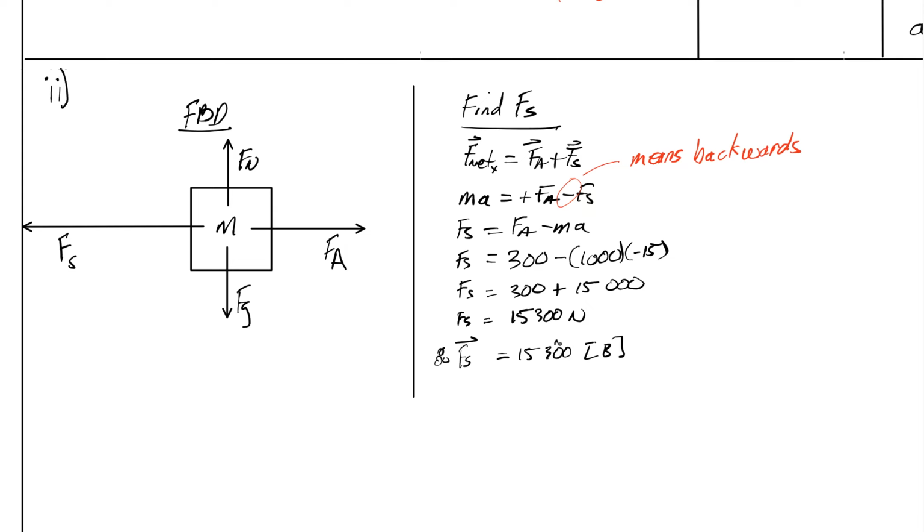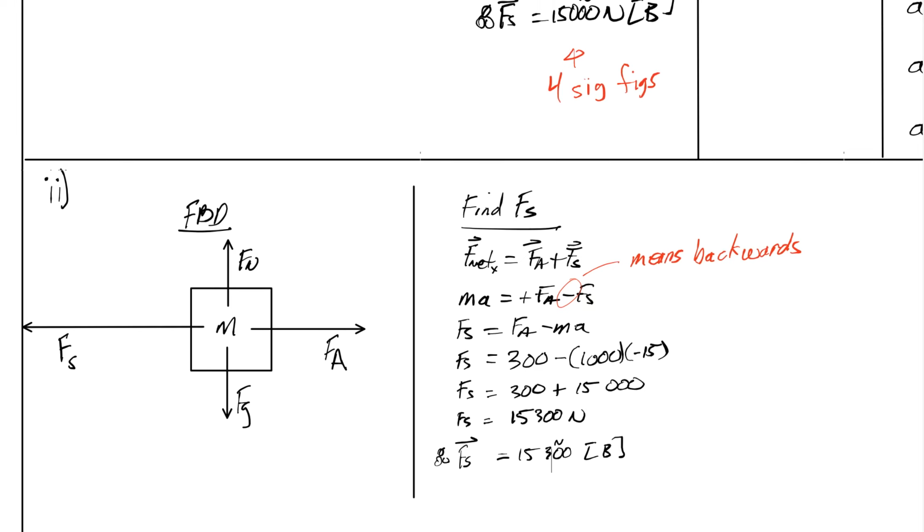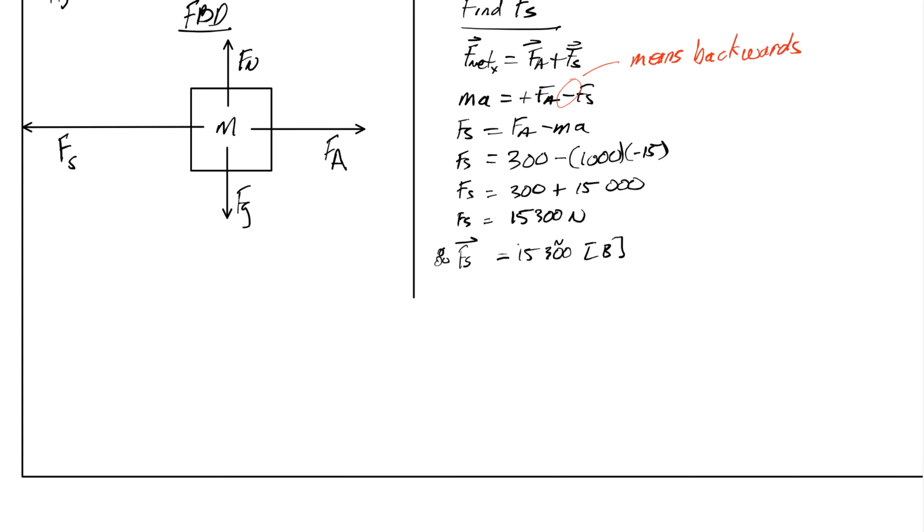And I should probably put a tilde on this because I think we're working with 4 sig figs. Yep. And there you have it. Not negative 15,000. Sorry, my bad. 15,300. Oh dear. Newtons back.